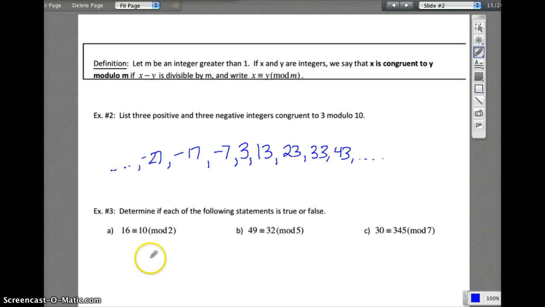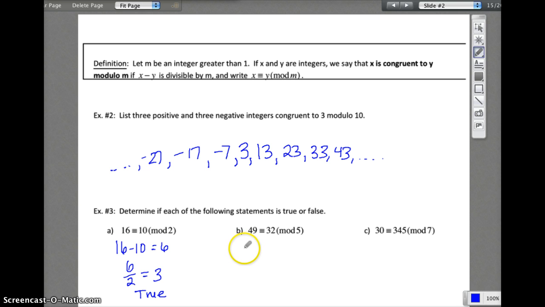So let's think about whether or not each of these statements here at the bottom is true. Is 16 congruent to 10 mod 2? Well, we can check that 16 minus 10 is 6, and 6 is divisible by 2. 6 divided by 2 is 3. So this is true. 16 and 10 are congruent mod 2.